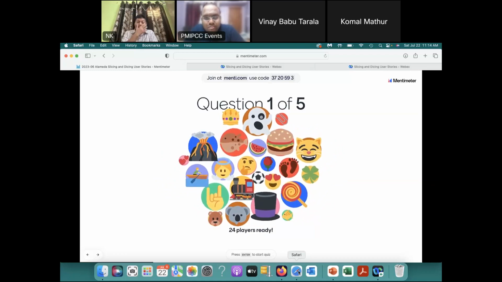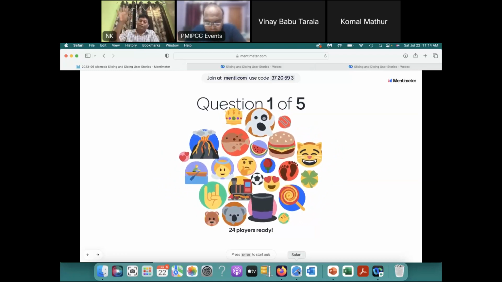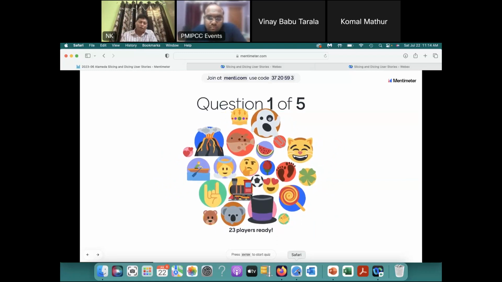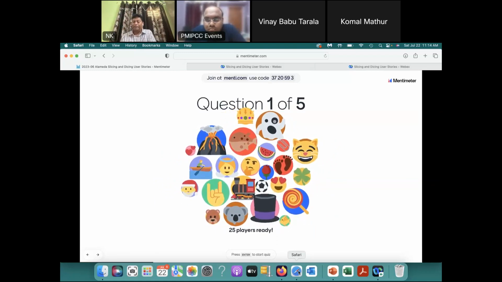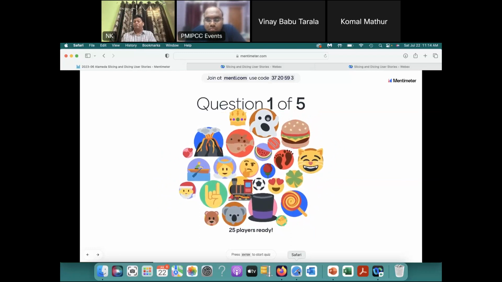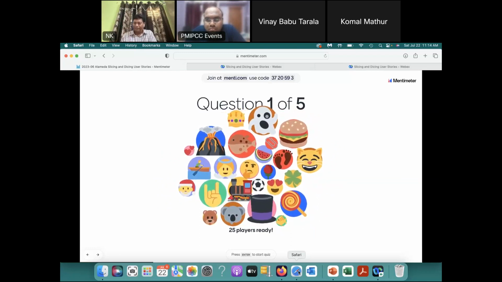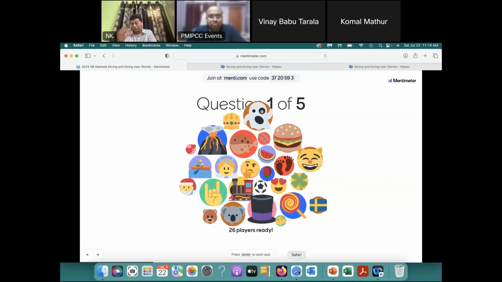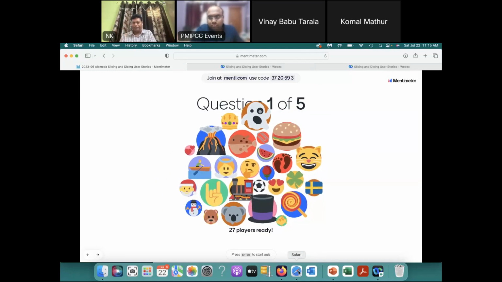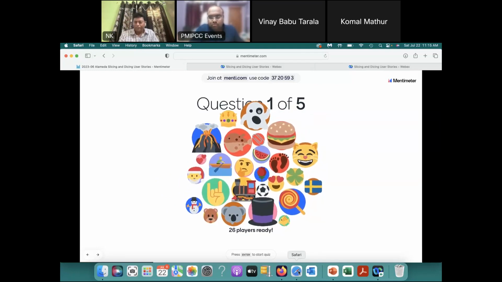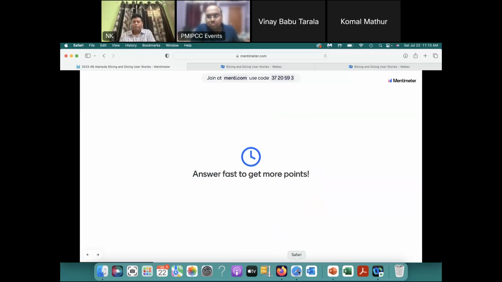So this is how this quiz will run. There will be 5 questions, and you have to respond to each question. If your answer is right, you get a score. And if you answer fast, you get more points. But if your answer is wrong, you get 0. So make sure your answer is right and fast. You have to be right and fast. Okay. All right. Let's get started. So answer fast to get more points. That's the key thing.